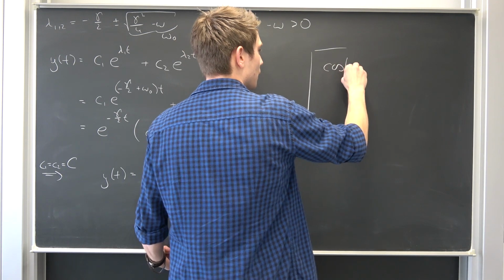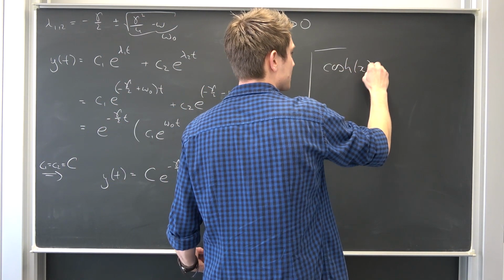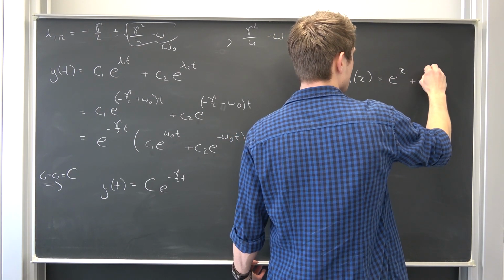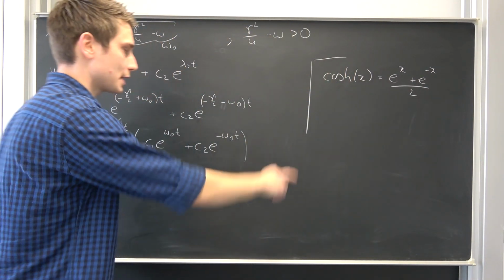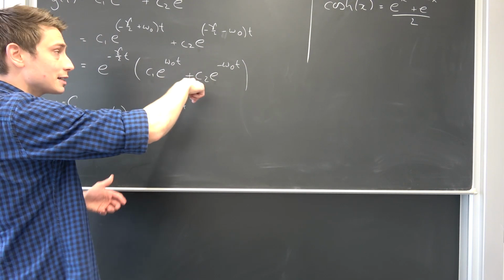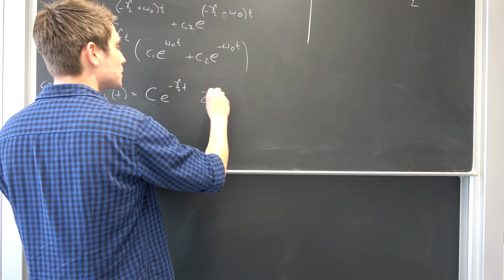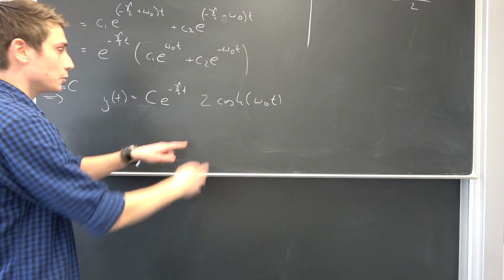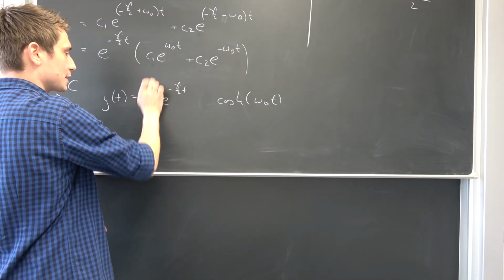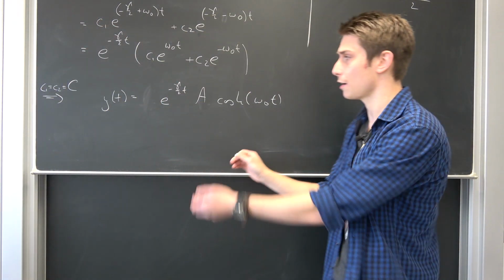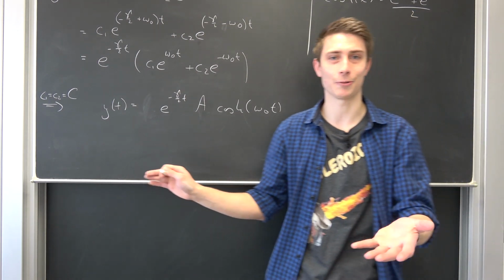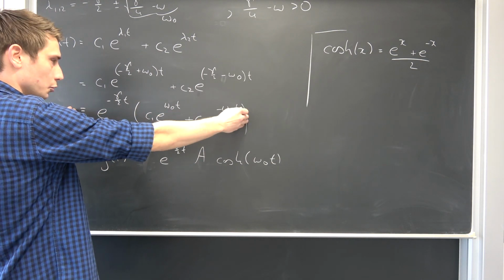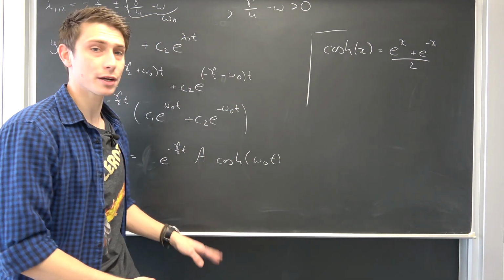If you take a look at the hyperbolic cosine of x, it's nothing but e to the x plus e to the negative x over 2. You can multiply both sides by 2, and you'll notice that this thing in parentheses is 2 times the hyperbolic cosine of omega naught times t. And 2 times the constant c is, for example, our amplitude. Then you have a damped hyperbolic cosine wave, you could say. Okay, this has been our first case. This is our solution to the first case, and now we are going to take a look at the second one.